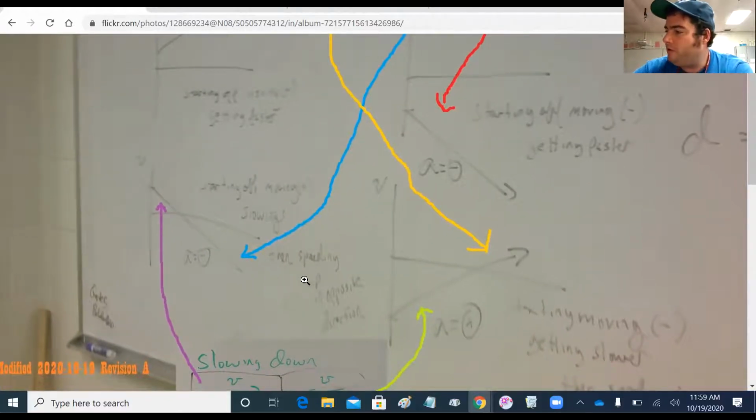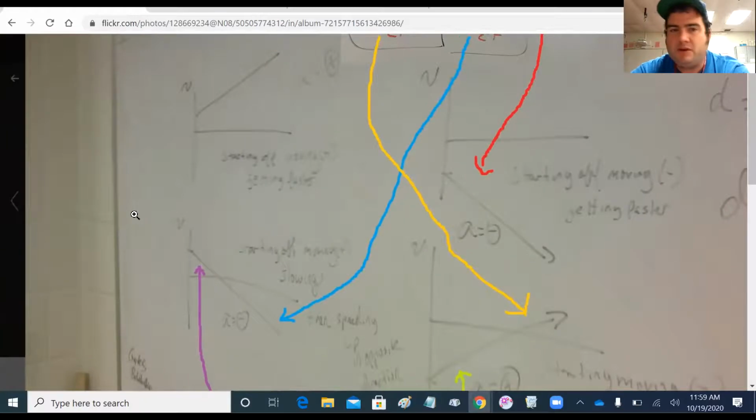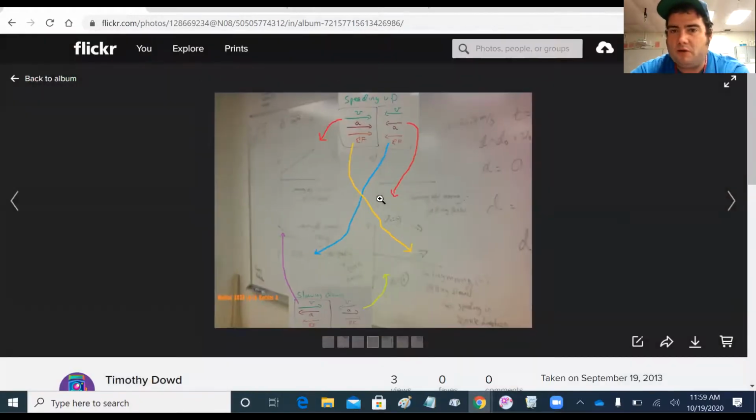So we went through those, and I'm not going to necessarily show the answer key to this part of the worksheet because I think you can do those on your own. And again, just get in touch if you need help.